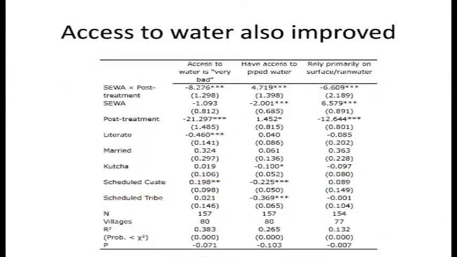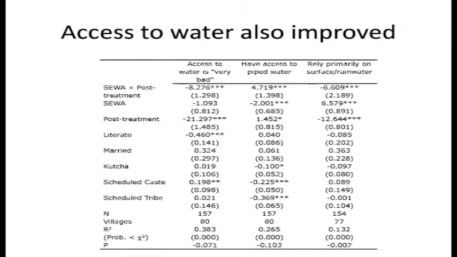We also see that actual access to water is improved as well. So these are basically similar kind of regression, but now at the village level rather than at the individual level. And we're looking at the extent to which people are responding that access to water is very bad in this village, the question about whether individuals have access to piped water, and the extent to which they rely primarily on surface and rainwater. And once again, it's the first column that is of interest here, which is the interaction effect.